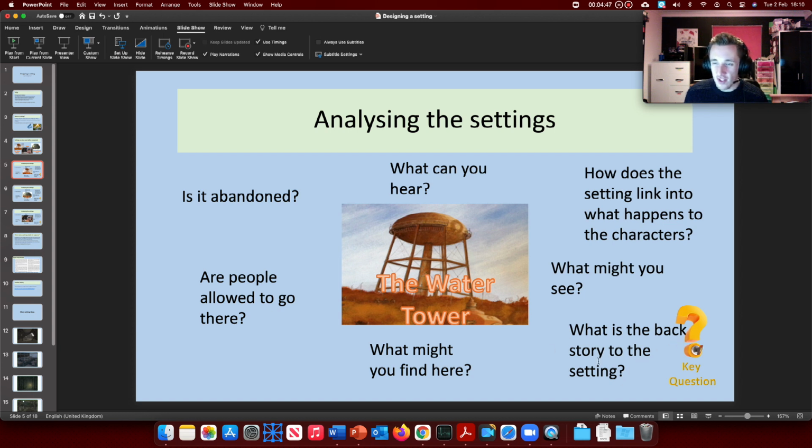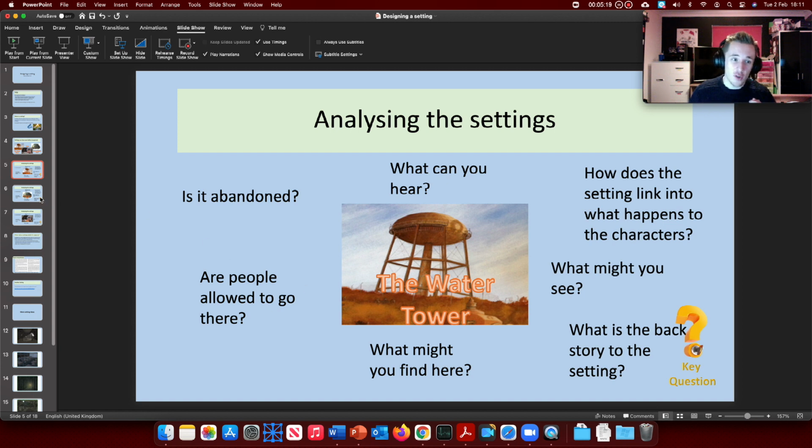What is the backstory to the setting? Now, the backstory to the setting is what has happened before to make that setting a bit spooky. And I'm going to talk to you more about that when we get onto the Curse of Cogston House, because a water tower on its own is not spooky. A water tower, we've got one in Stevenage near Giles on Varden Road. It's not spooky, it's just a water tower. What makes a setting spooky is what's happened there before and its appearance.